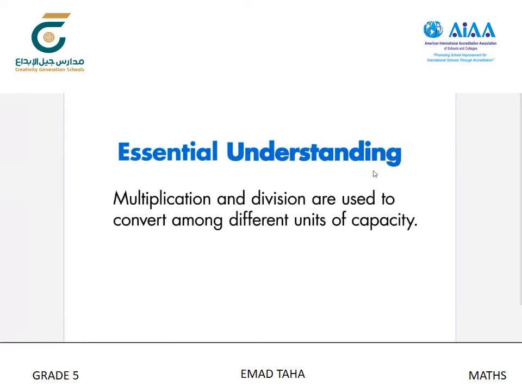The essential understanding for this lesson is multiplication and division are used to convert among different units of capacity. Previously, students learned the relative size of customary units of capacity and how to convert among customary units of length. In this lesson, students use multiplication and division to convert among customary units of capacity.